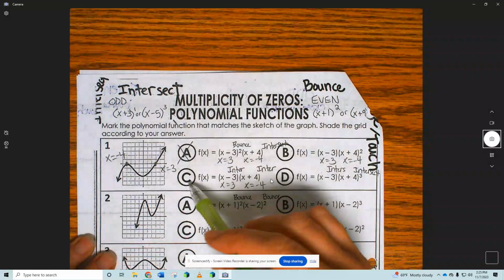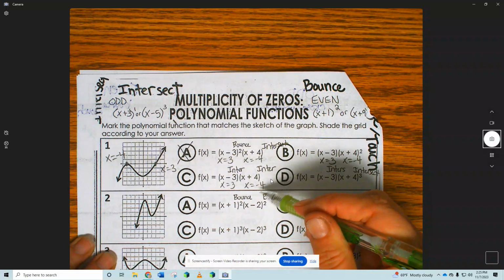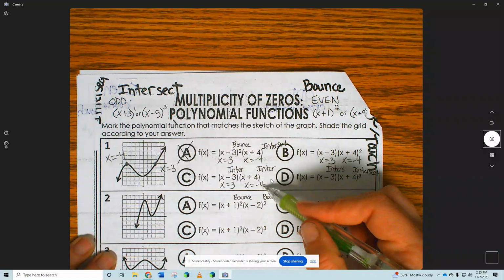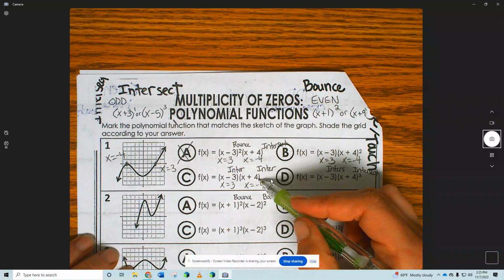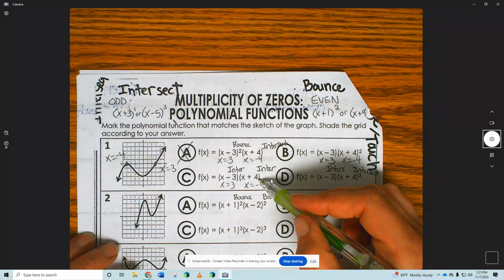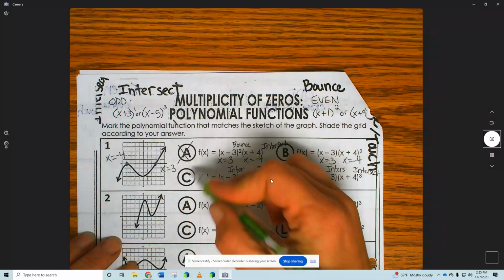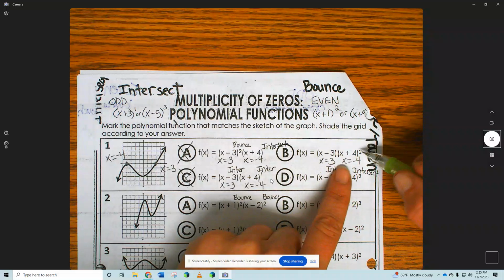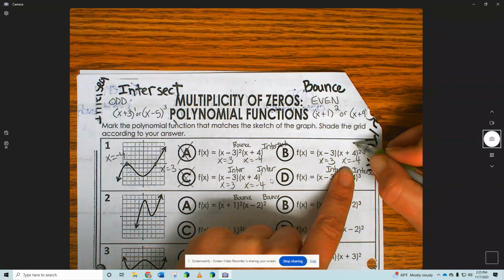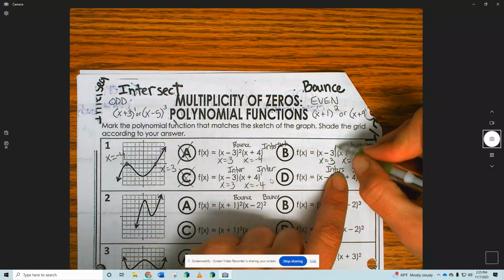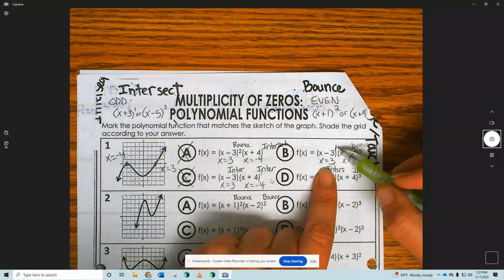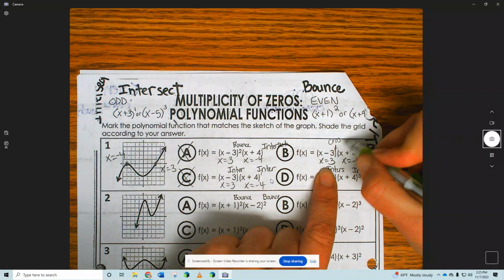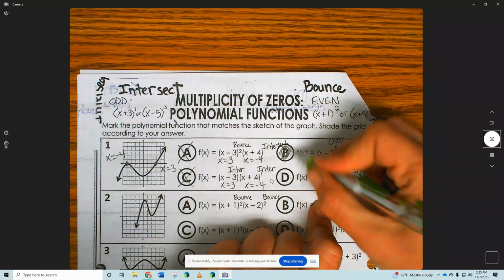At C, at -4, does it bounce? Guys, what's the exponent? 1. That's an intersection. It's not C. Try this. At -4, is it bouncing? Yes, because that's a squared. Oh, but at 3, is it crossing at 3? That's it, you guys. B is the correct answer.